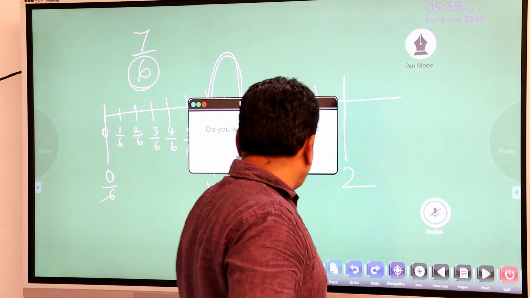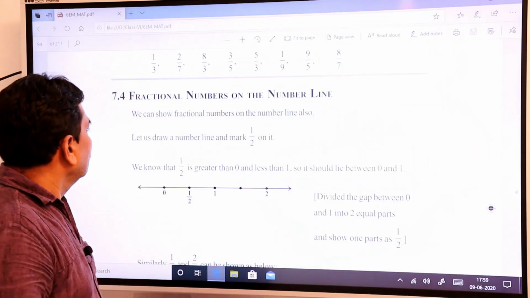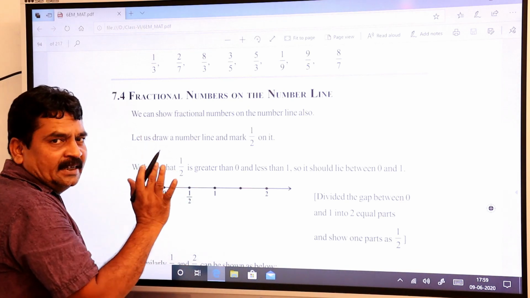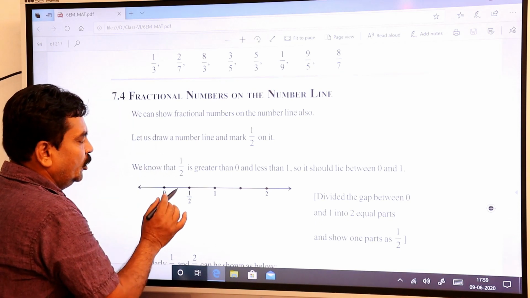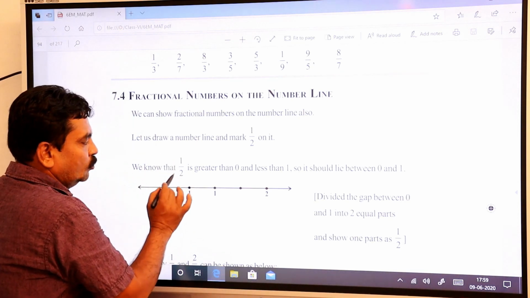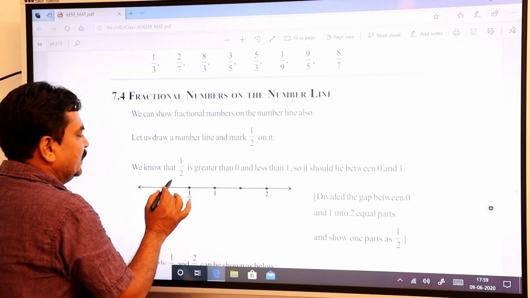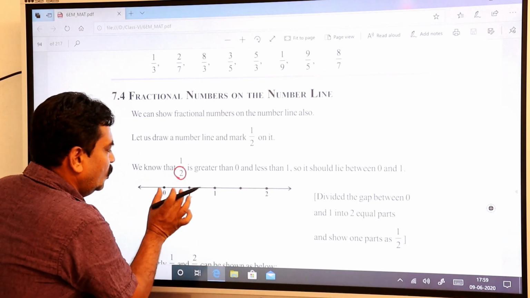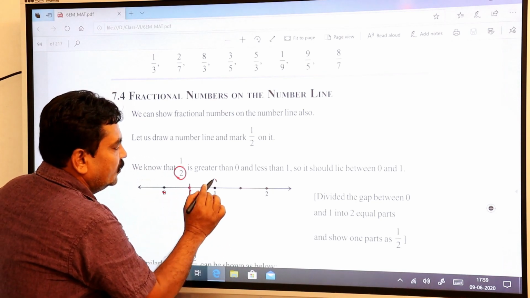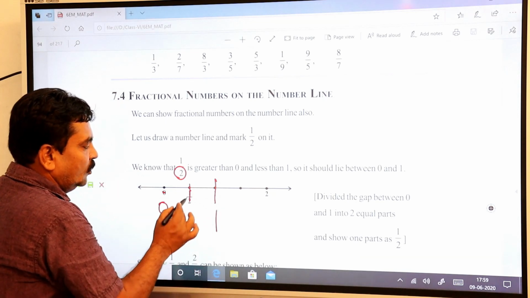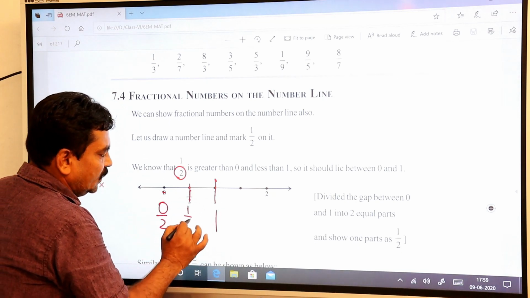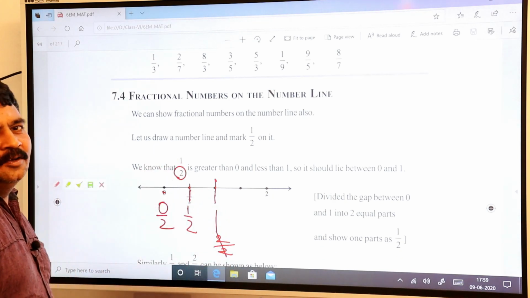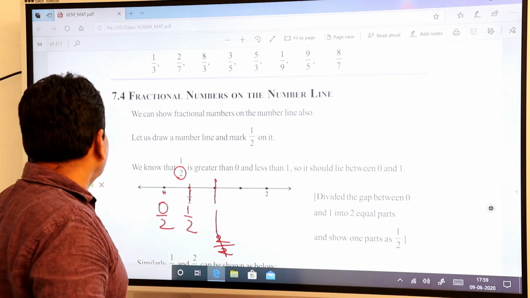Let's go back to our topic, number line. We can see here, it's given 1 by 2. What does it mean? From 0 you are going to make only two partitions. What is the number in the denominator? The number in the denominator is 2. That's why you make only two partitions. So this is 0 and this is 1. Obviously this is 0 by 2, this is 1 by 2, this is 2 by 2. 2 by 2 is nothing but 1 only. In that way you have to understand and do it.